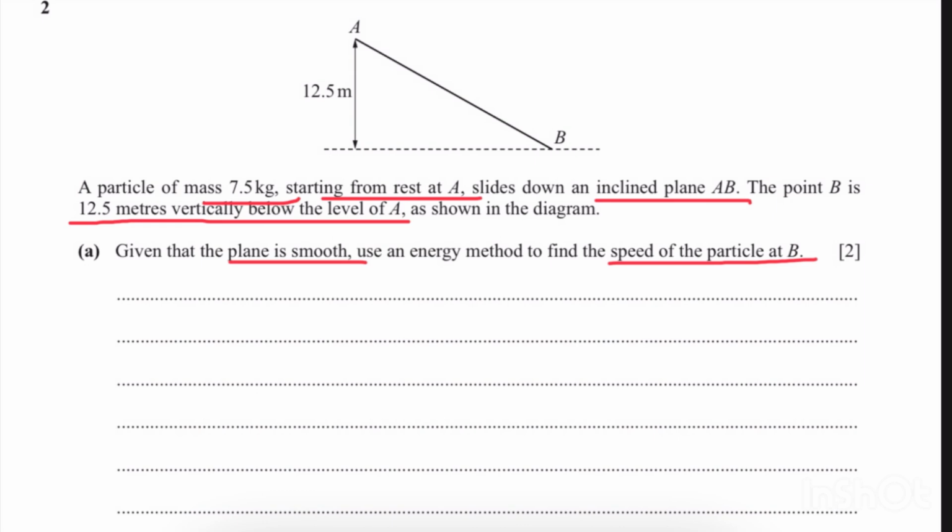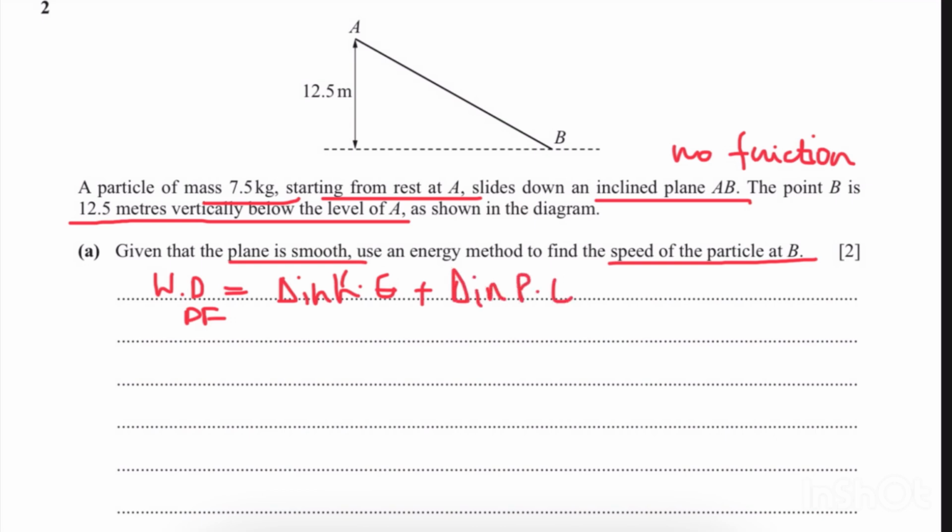The first information that they've given us is that the plane is smooth. What that means is that there is no friction in the scenario in part A. Other than that, what we have to find is the speed of the particle at B, and we have to use an energy method. So the energy method I always use is that the total work done by the driving force is equal to the change in kinetic energy plus the change in potential energy plus the work done against friction. So since there is no friction, this last component, the work done against friction, becomes 0.